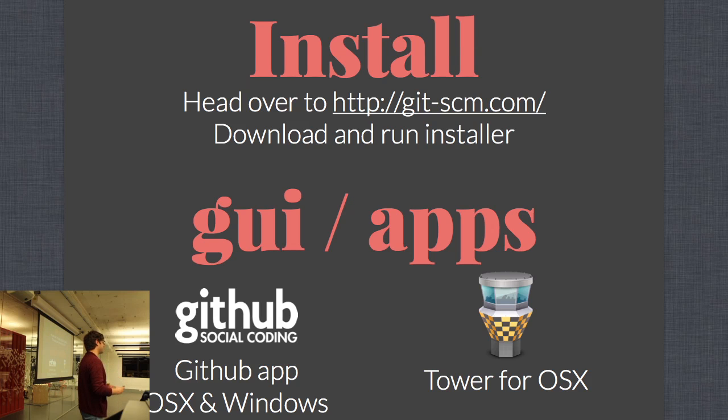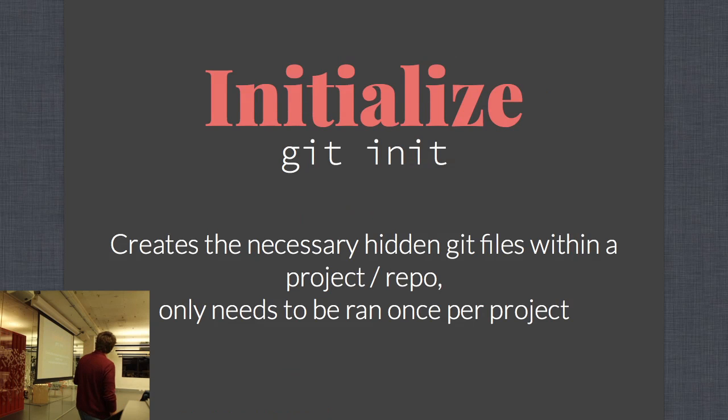Once you're in that directory in your terminal, the first thing to do to get Git up and running in that project is to run git init. This basically initializes it, init being short for initialize. It creates a hidden folder in your project. You don't have to worry about what it does. It just has to be there for Git to know what's going on.